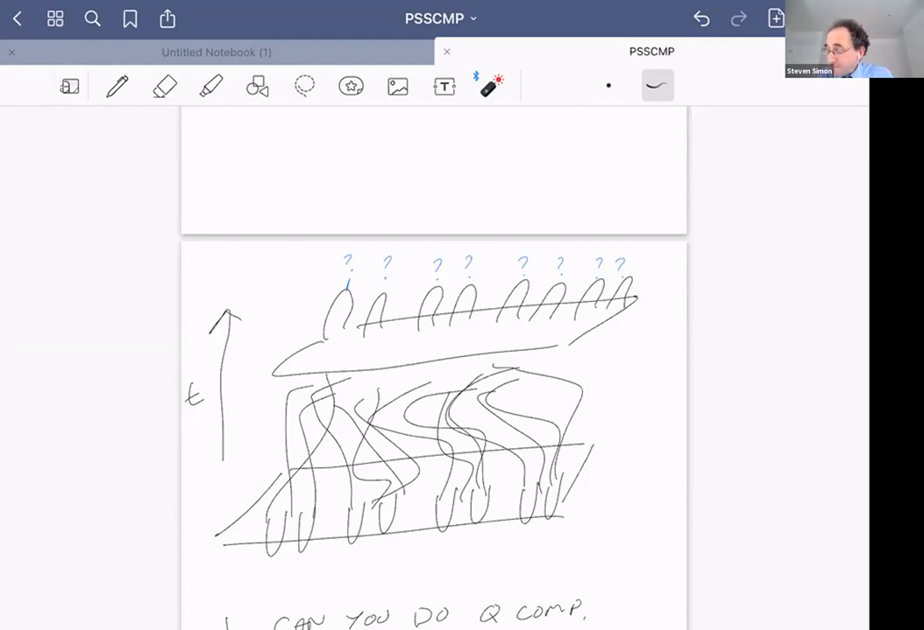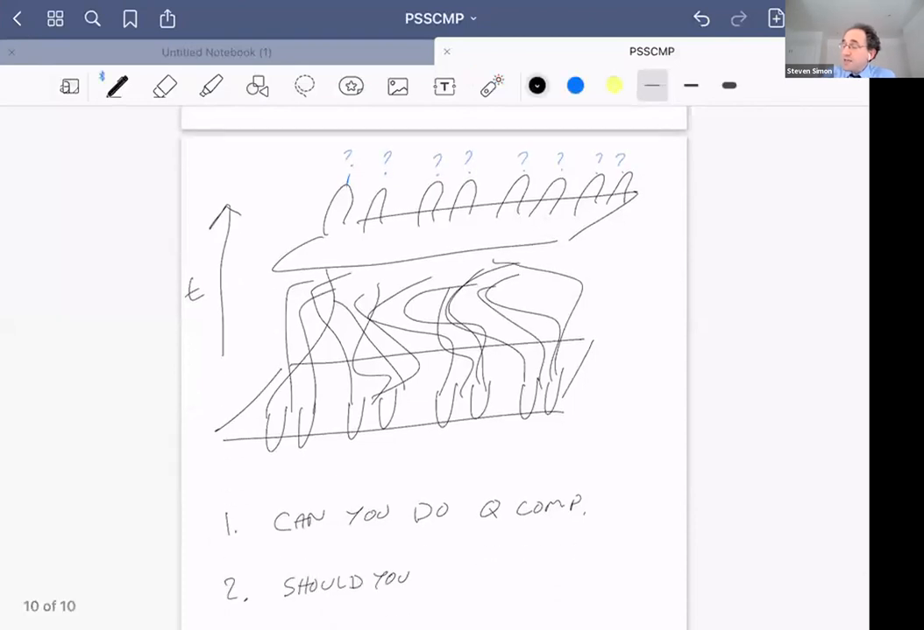So that sort of suggests to you that this topological quantum field theory has computational powers which are greater than a conventional computer has. So the answer to the first is yes. In many cases, you can do quantum computation.